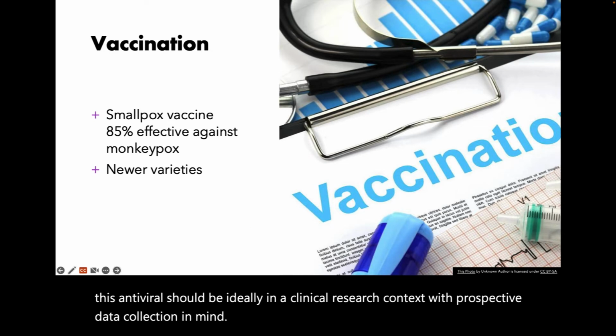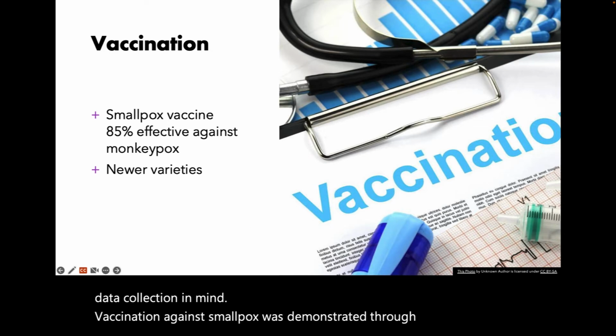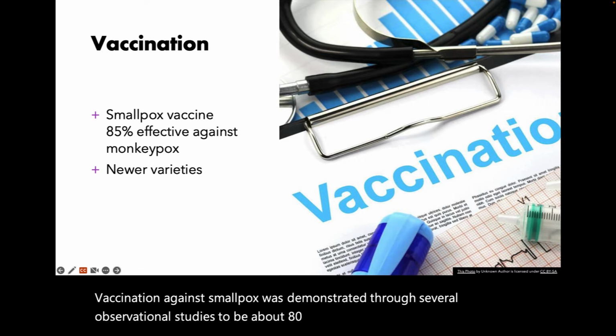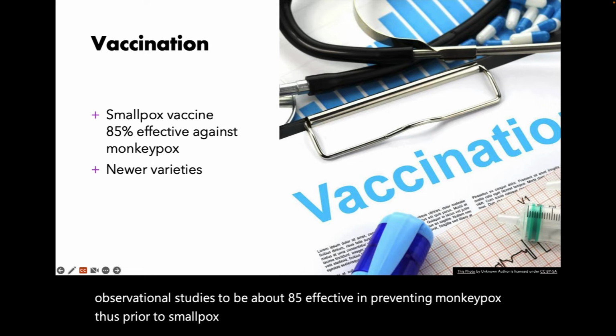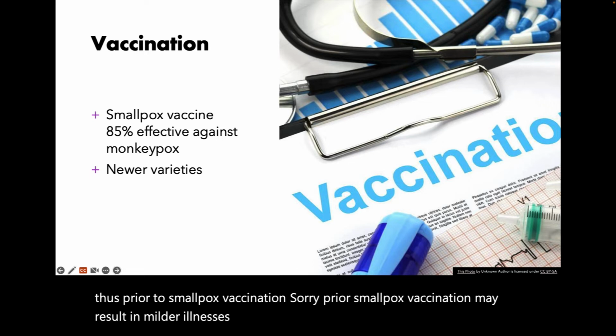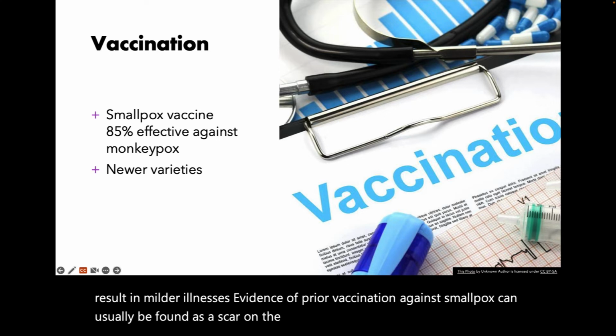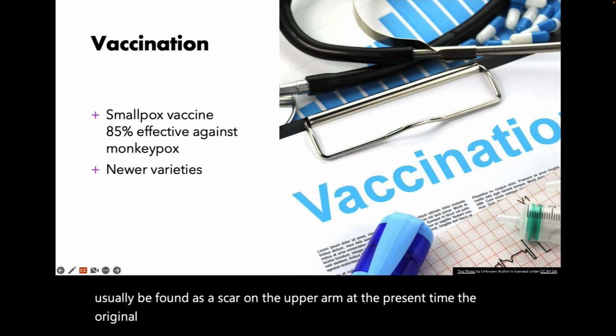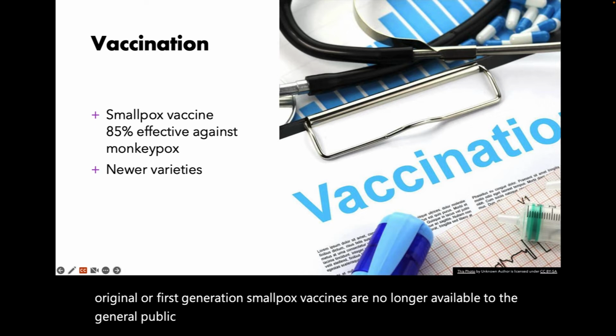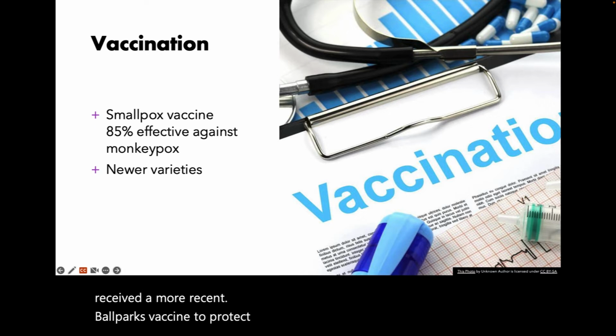Vaccination against smallpox was demonstrated through several observational studies to be about 85% effective in preventing monkeypox. Thus, prior smallpox vaccination may result in milder illnesses. Evidence of prior vaccination against smallpox can usually be found as a scar on the upper arm. At the present time, the original or first-generation smallpox vaccines are no longer available to the general public. Some laboratory personnel or health workers may have received a more recent smallpox vaccine to protect them in the event of exposure to orthopox viruses in the workplace.